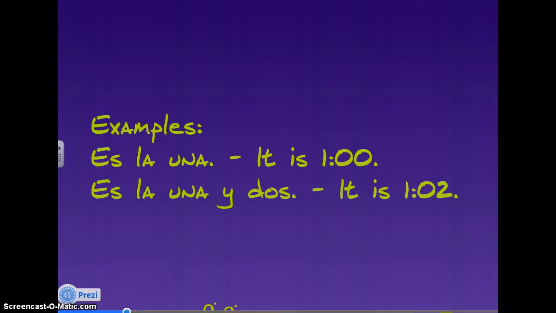Es la una. It's 1 o'clock. Es la una y dos. It's 1:02, or it's 1 and 2 minutes. That's how it's said in Spanish.